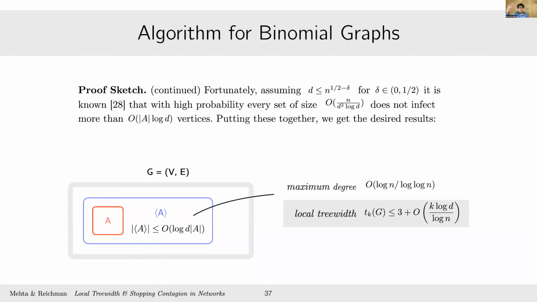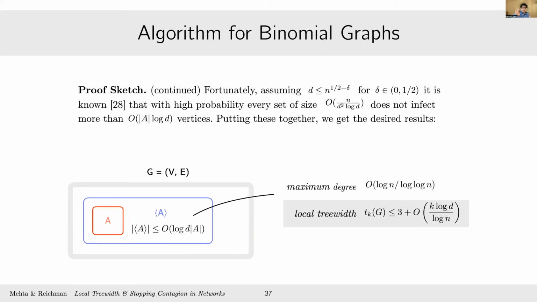Furthermore, our local treewidth bounds tell us that this subgraph has bounded treewidth. We know its treewidth is at most some constant times its size, plus its size times some constant factor times log D over log n. So we have a relatively small subgraph in terms of size, and we know it has bounded treewidth. That means we can apply our fast algorithm that solves minimizing contagion for graphs with bounded treewidth.